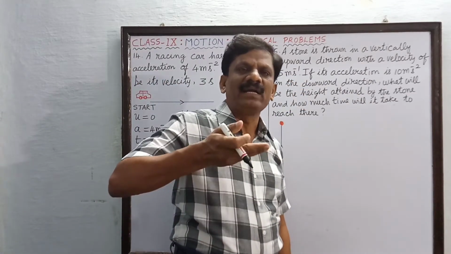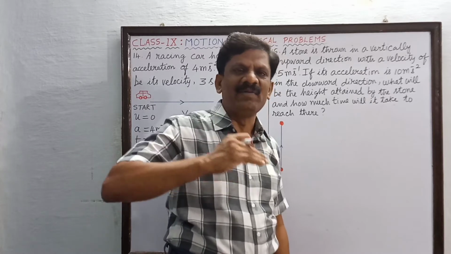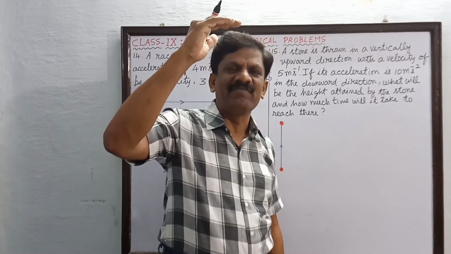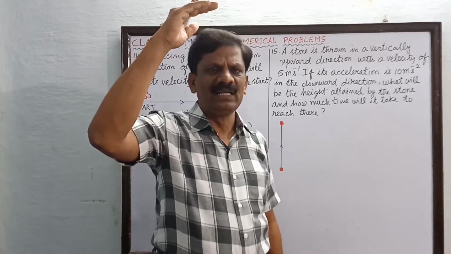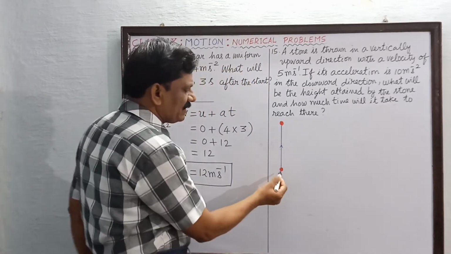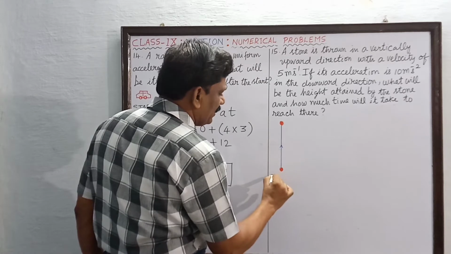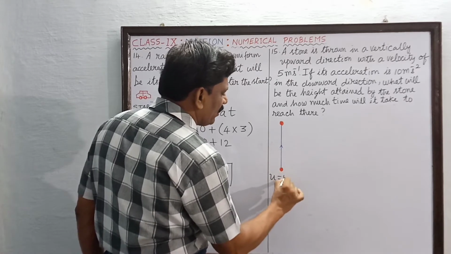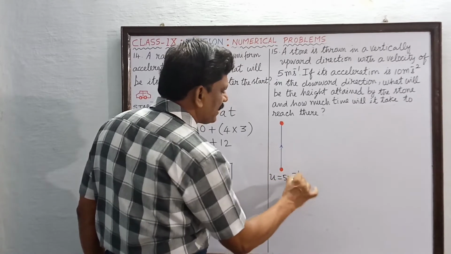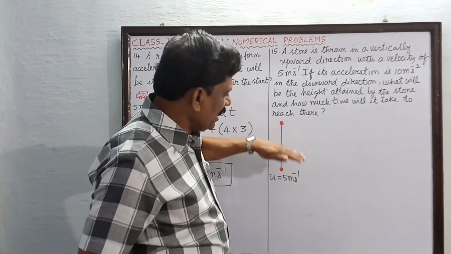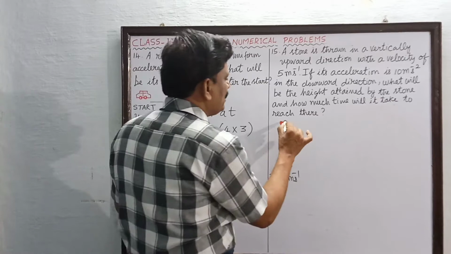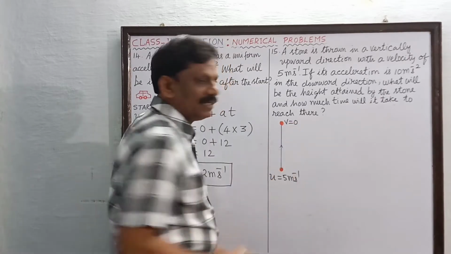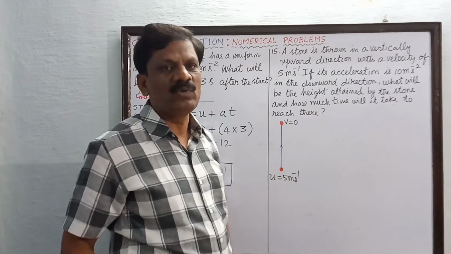Its speed will be continuously decreasing, is it not? 5 will become 4, 3, 2, 1, 0.5. Then what will become? At the highest point, it will become 0. Is it not? So you can see here, this is a stone, and here its initial velocity is 5 meters per second. And against gravitational acceleration it is going, and the final velocity V will be equal to 0. That first we have to understand.